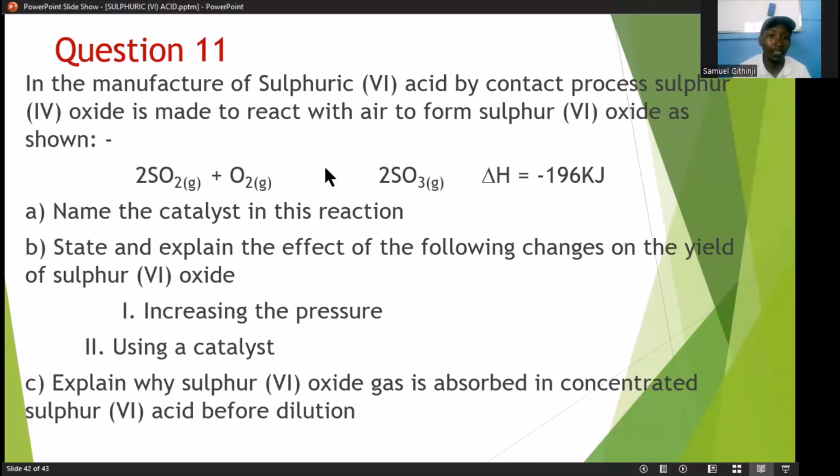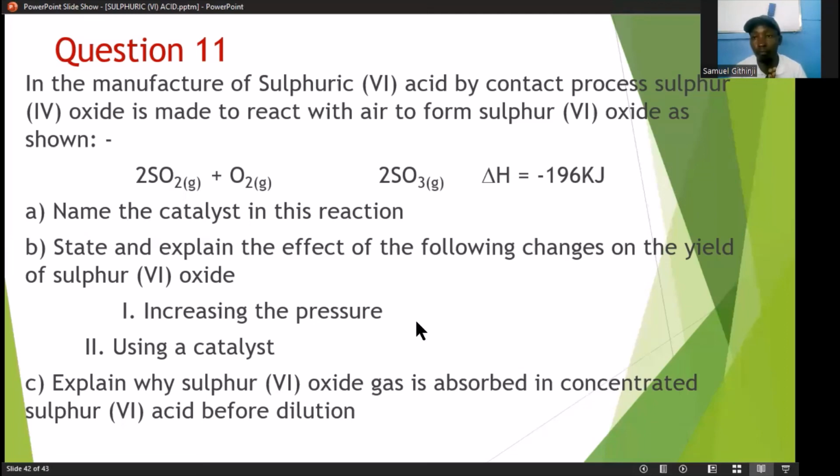If you look at this, remember this process here is reversible. So here there must be the reversible sign. So these are reversible processes. Then you name the catalyst for this. Then state and explain, for this reversible reaction that is at equilibrium, how you can affect the yield of sulfur 6 oxide. If you increase pressure, if you use a catalyst. Then the ordinary question: why can't we use water to dilute sulfur 6 oxide?